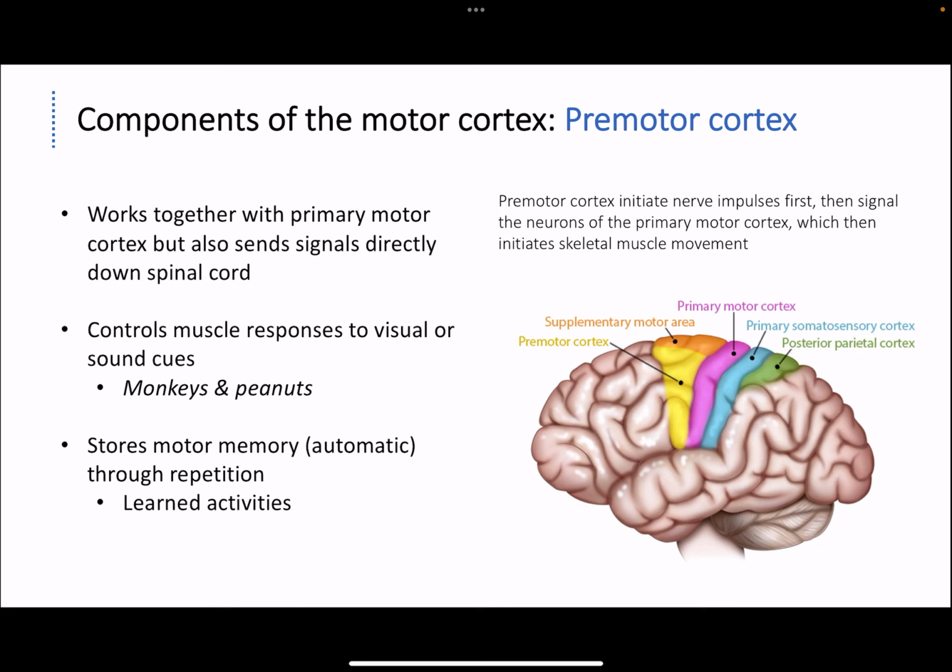Now, you also have this region function in learned activities. So learned activities that involve some type of activity that requires memory, all right? So whether you're tying your shoe or you're riding your bike or playing the piano, something where you have learned this motor activity, this initial activity can be initiated in this premotor cortex, right?